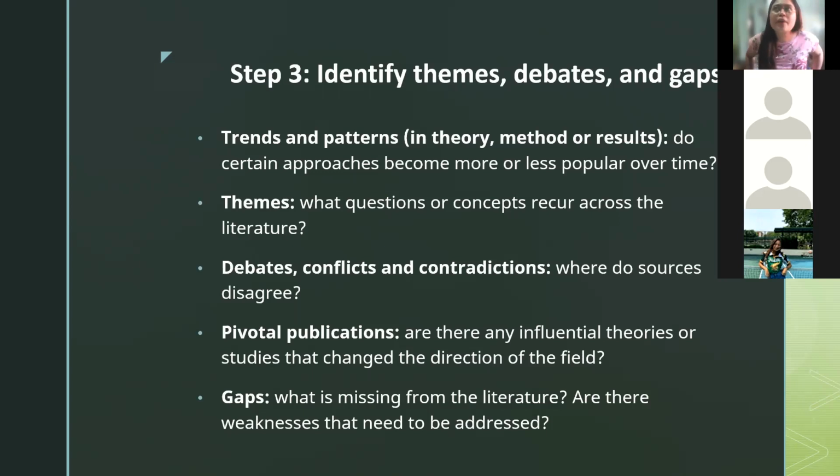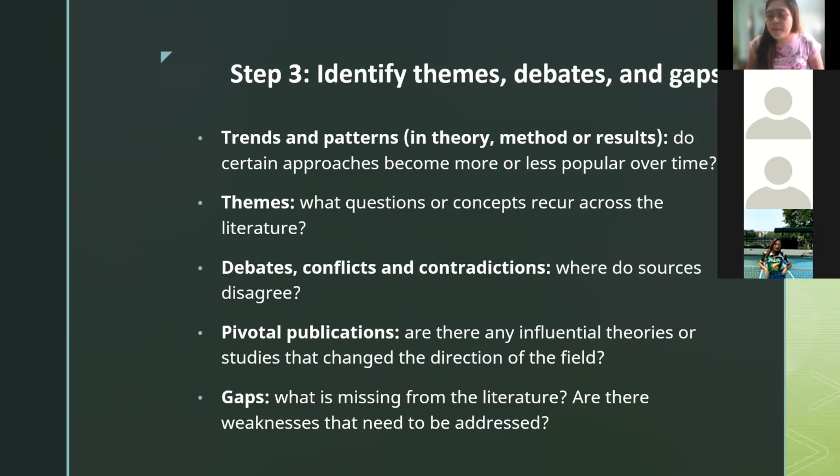And then we can also identify debates, conflicts, and contradictions. Like, one research says ivermectin is not effective, and then another says it is effective. So you can write both of them in your RRL, in the form that these sources are disagreeing with each other. So you are just informing your readers that these kinds of literature exist.